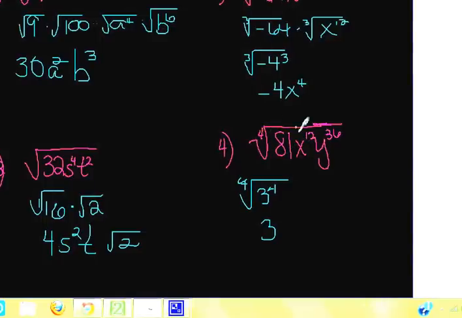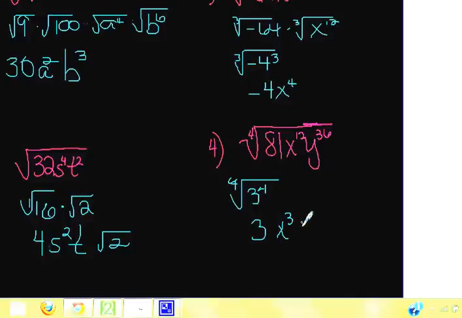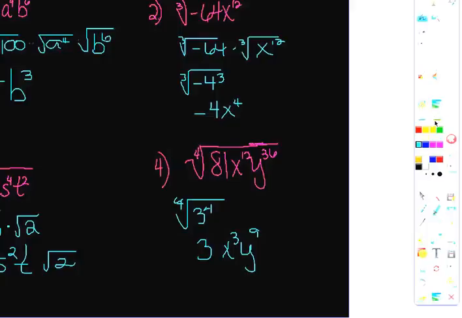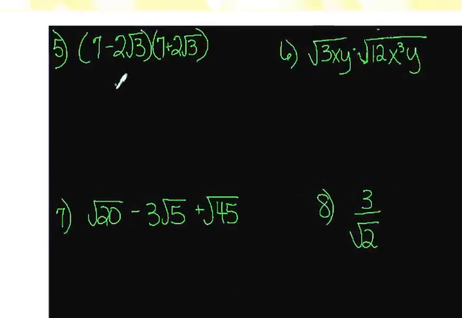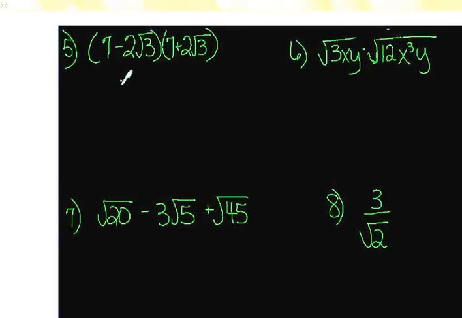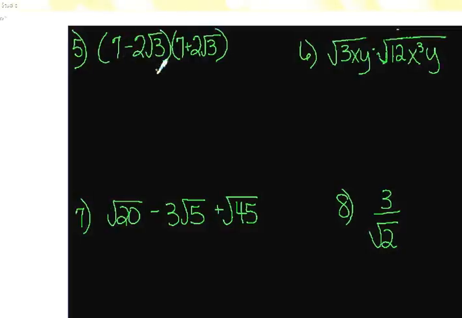And now, again, if you take the 4 into the 12, you're going to get x cubed. And then 4 into 36 gives you y to the 9th. And again, there were no remainders left over on any of these radicals. Let's move to the next page. This time in number 5, the instructions are simplify each expression and rationalize all denominators. So in the first one, we have 7 minus 2 root 3 and 7 plus 2 root 3.